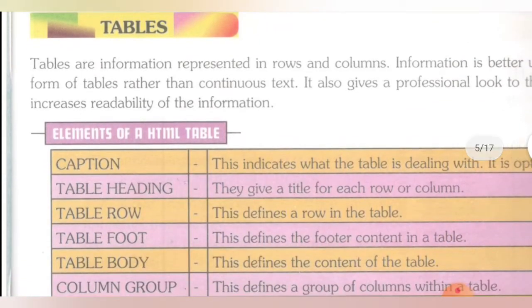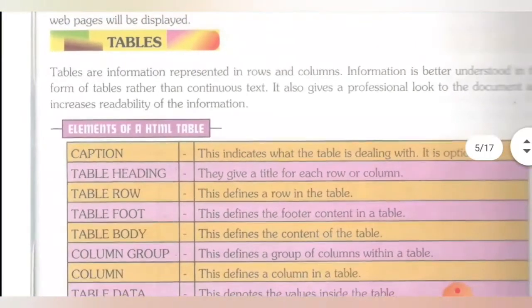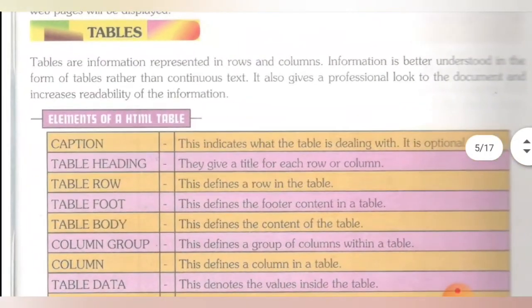Table tag is here. Do you know what is meant by a table? A table means we represent the information in the form of rows and columns. How can we represent a table? A table is nothing but a collection of rows and columns. It is easy to understand when you are representing the information in a table. For that we are using the table.